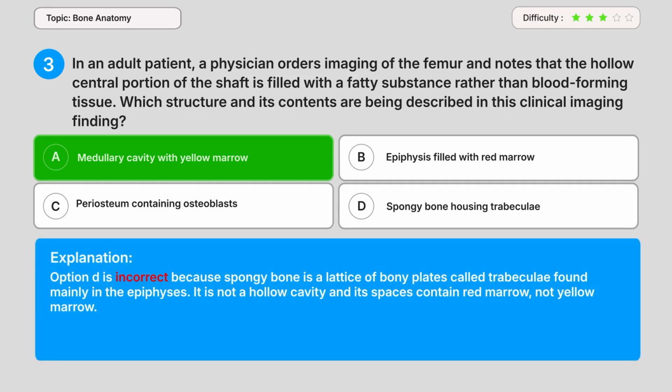Option D is incorrect because spongy bone is a lattice of bony plates called trabeculae, found mainly in the epiphyses. It is not a hollow cavity, and its spaces contain red marrow, not yellow marrow.